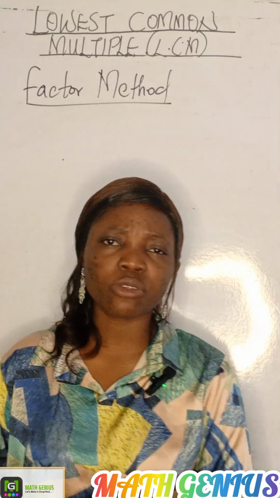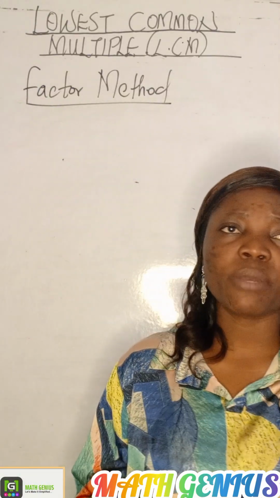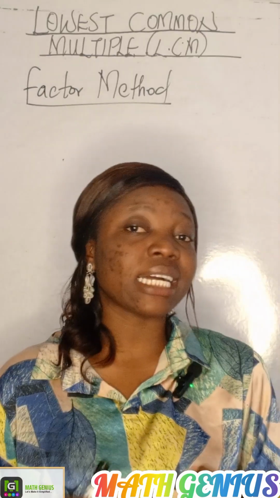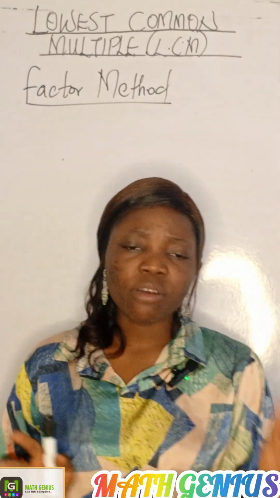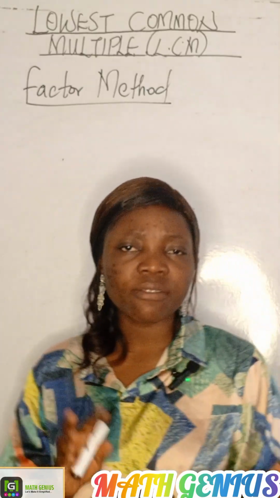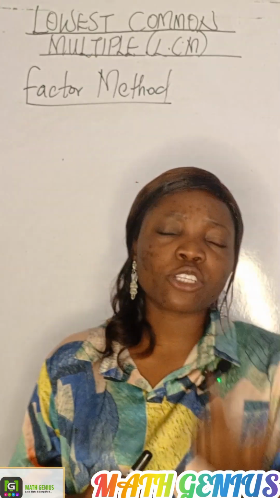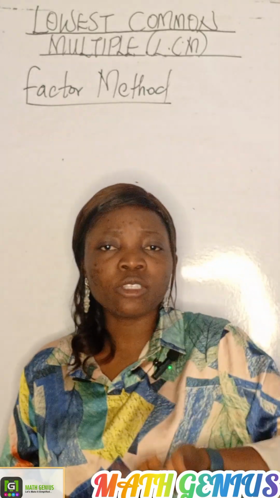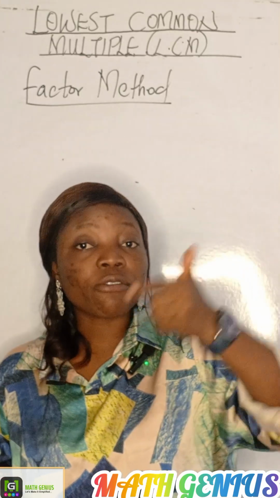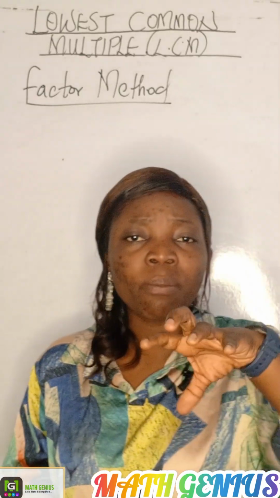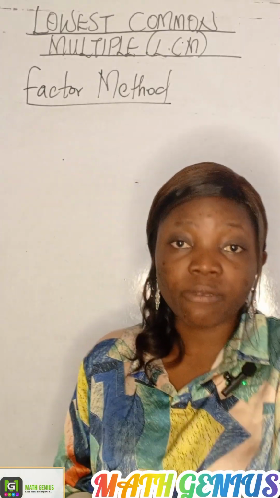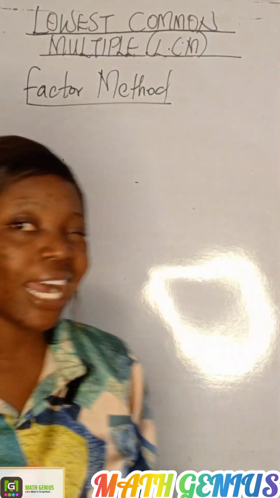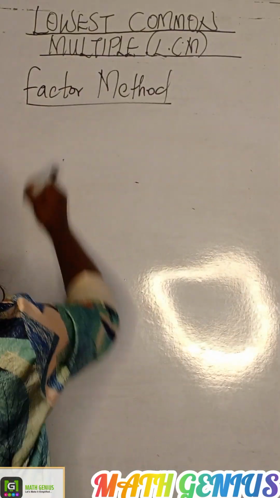All right, now let's see how to use the factor method. A factor means a number that can divide a certain number without leaving any remainder. So when you are using the factor method to find LCM, all you are doing is dividing the given set of numbers until those numbers arrive at 1. You keep on dividing. Now, what numbers do we use to divide? You make use of only prime numbers.